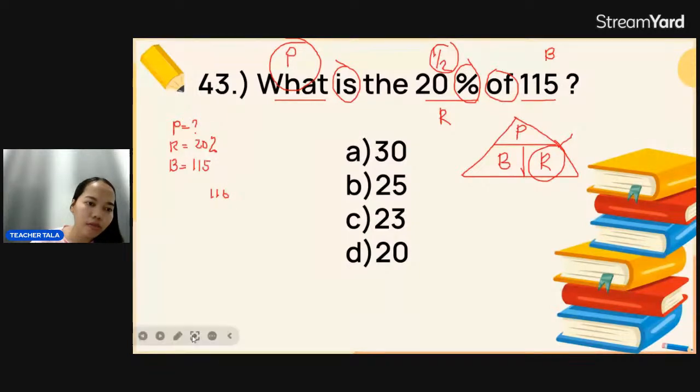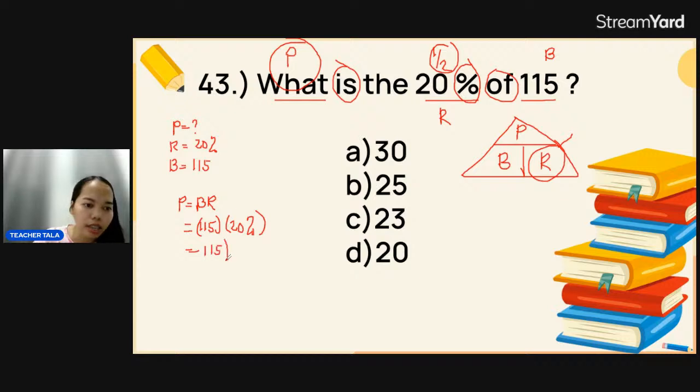So, 115, no, I'm sorry. We'll use the formula. Let's make this as formal as possible. So, P is equal to, okay, magkatabi lang si B and R, base times rate. I hope na master niyo na to kasi tuon na ng pansin, studyhan na natin to. So, P is equal to 115. Let's just substitute 20%.